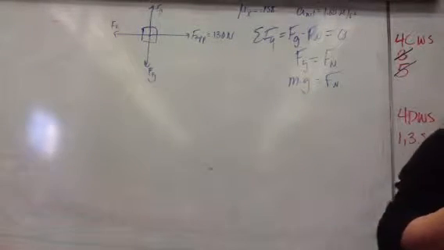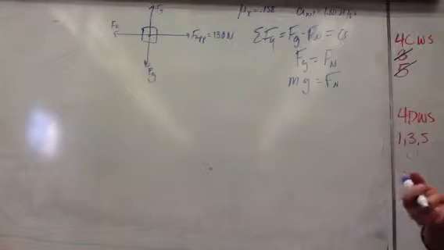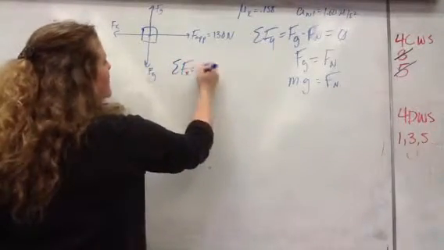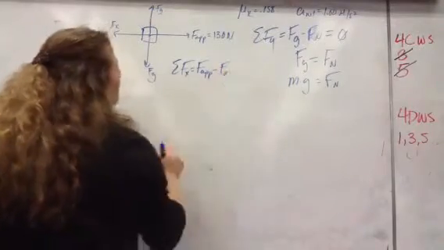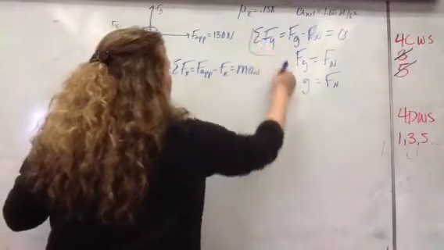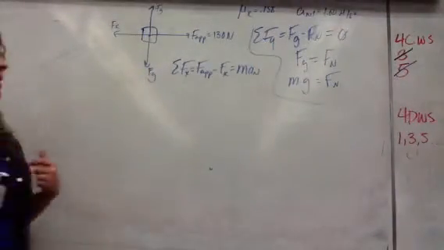Okay, wunderbar. So, now let's look at the x-axis. Sum of forces x. Force applied minus force of kinetic friction is equal to mass times net acceleration. Here's one of the problems that you don't like so much, young Malcolm.